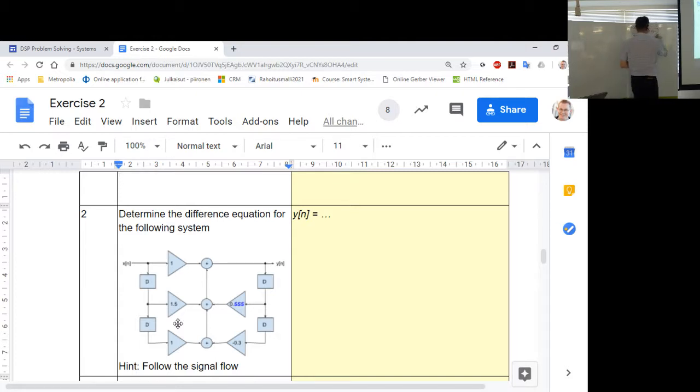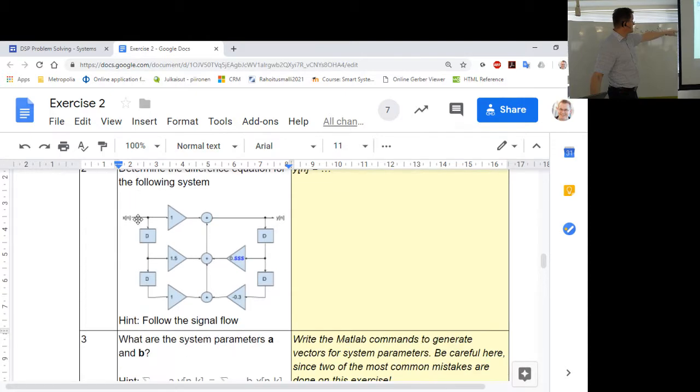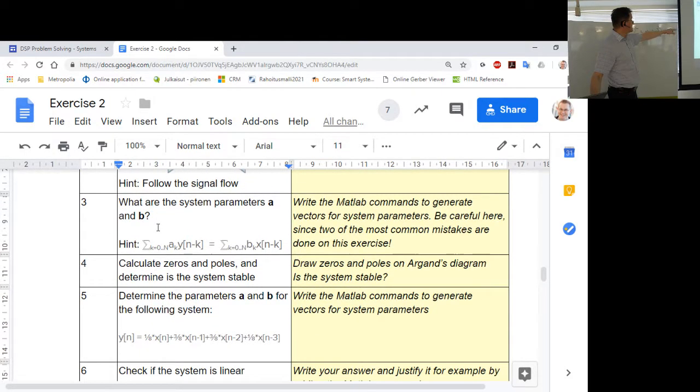So if you get your equation like that, then you have the system coefficients already. Okay, and then let's see, determine the difference equation for this system. Then the question is, what are the system parameters A and B?